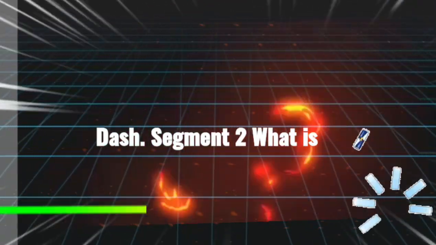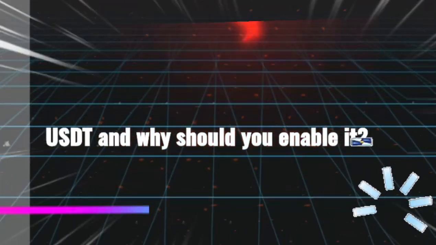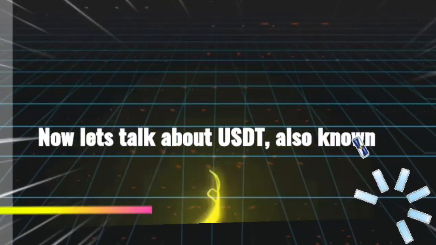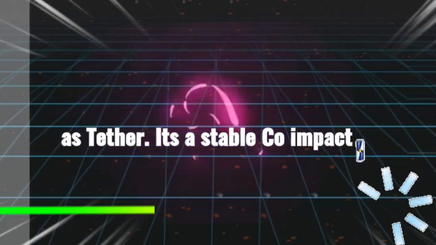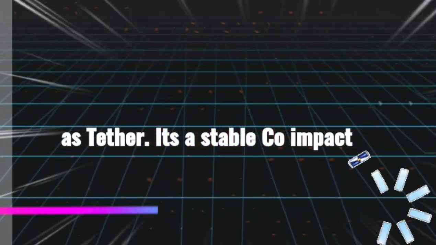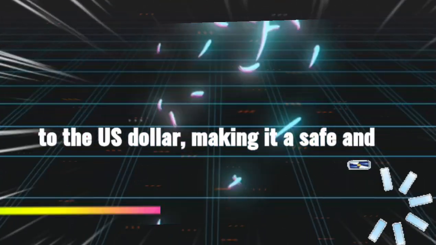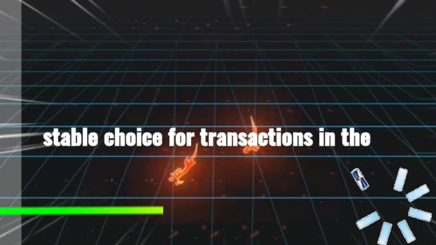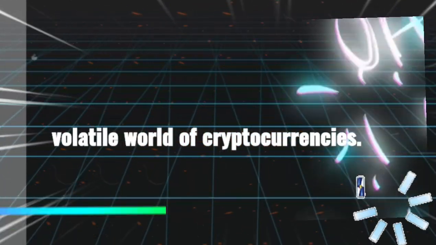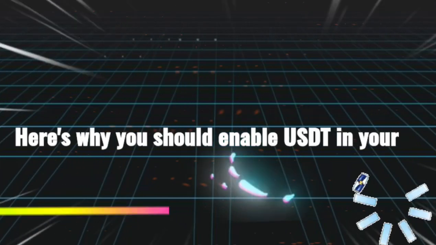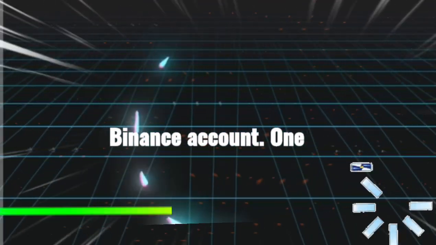Segment 2. What is USDT, and why should you enable it? Now, let's talk about USDT, also known as Tether. It's a stablecoin pegged to the US dollar, making it a safe and stable choice for transactions in the volatile world of cryptocurrencies. Here's why you should enable USDT in your Binance account.